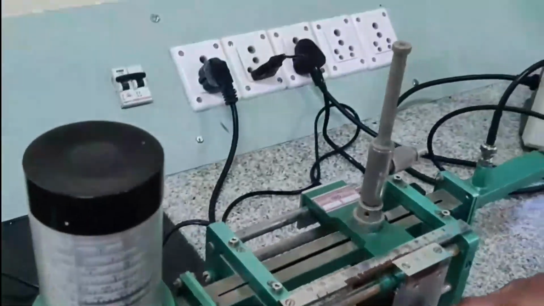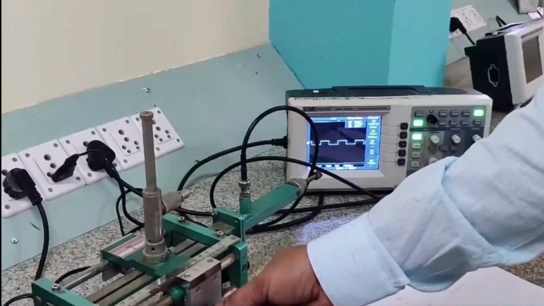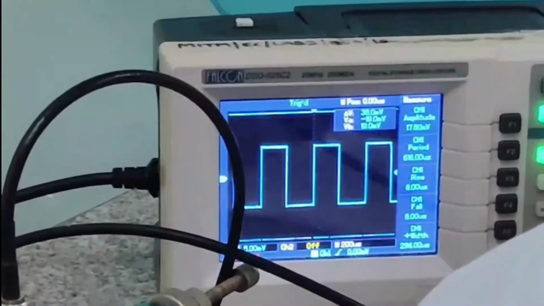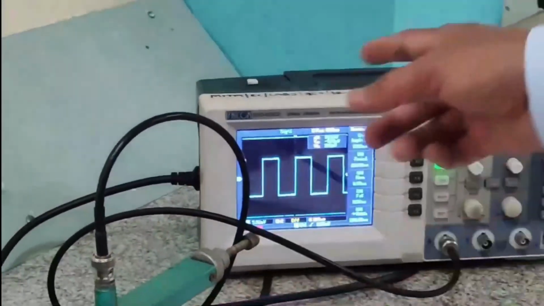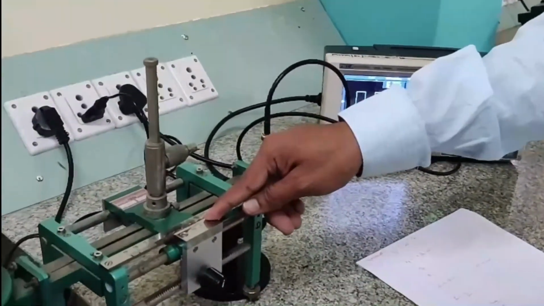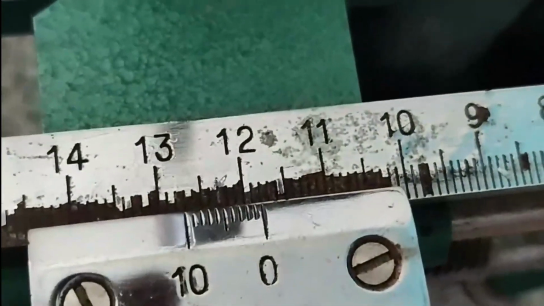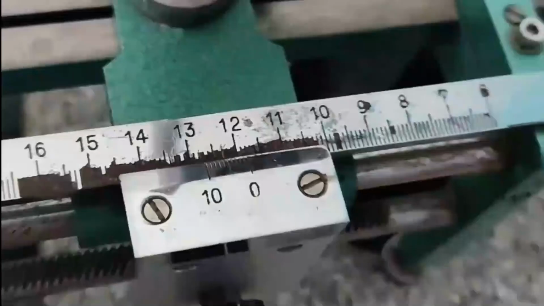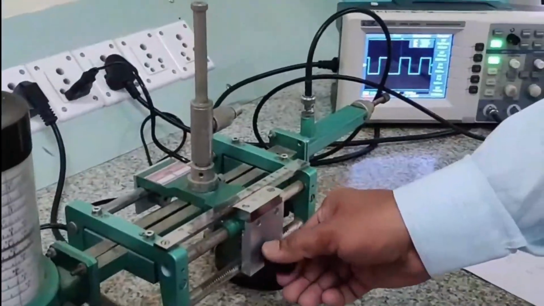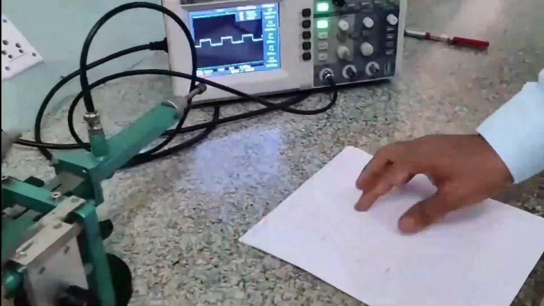Now continuing in the same direction, you will get a dip or minimum value in the waveform, and again it will go back to maximum if we continue in the same direction. This is the maximum again. At this point we again note down the vernier reading, which is around 11.9 or 11.8. The second decimal can be observed from 0 to 10 coincidences. So this is your D2.